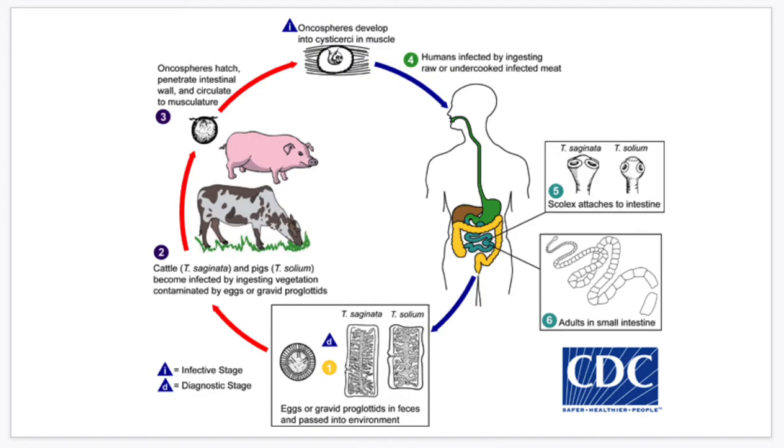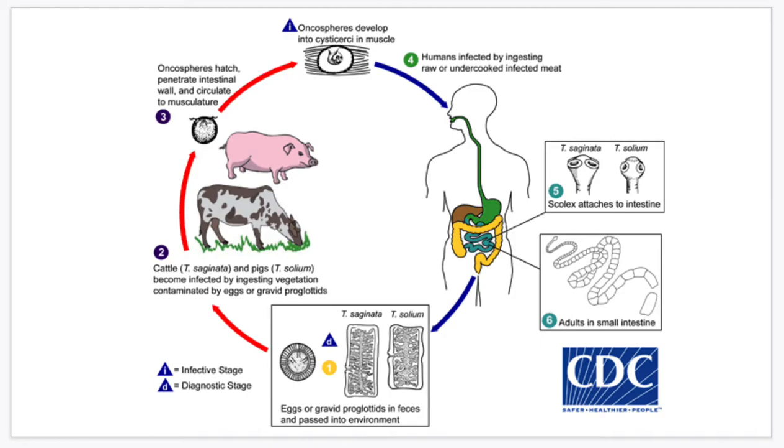Humans get infected if we ingest these encysted larvae from eating raw or improperly cooked beef. When we eat improperly cooked beef containing cysticerci in the muscles, the larva is digested out of the meat. The scolex then attaches to our small intestines.